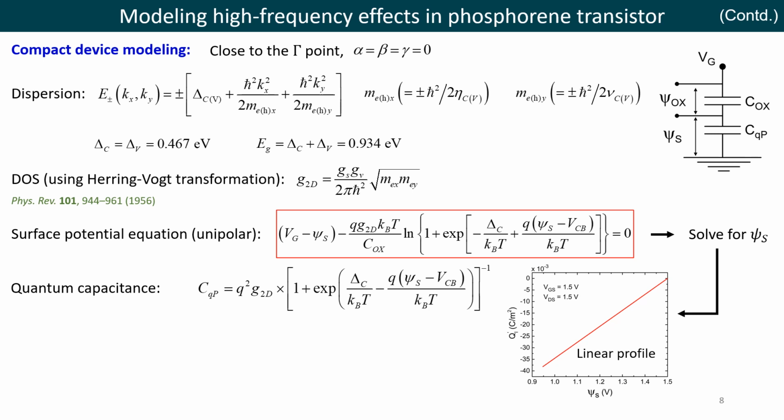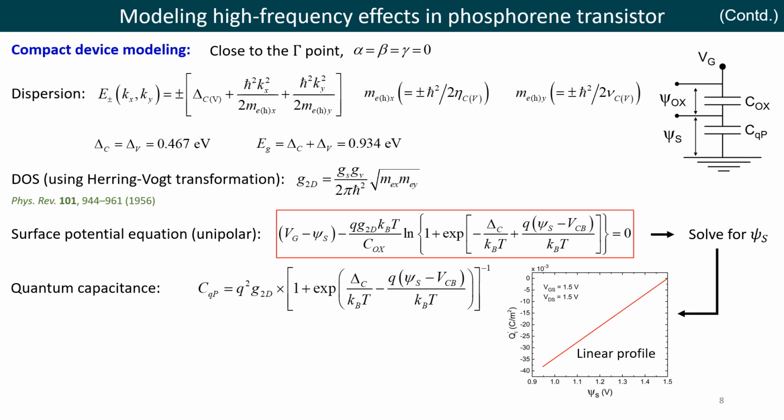Then, using the potential and charge balance equations, we obtain the surface potential equation as shown here in the red box. Although an approximate analytical solution of the surface potential equation is possible, we however solve it numerically in order to obtain the surface potential profiles. Having obtained the distribution of psi s, the quantum capacitance of phosphorine can now be evaluated using the formula given here.